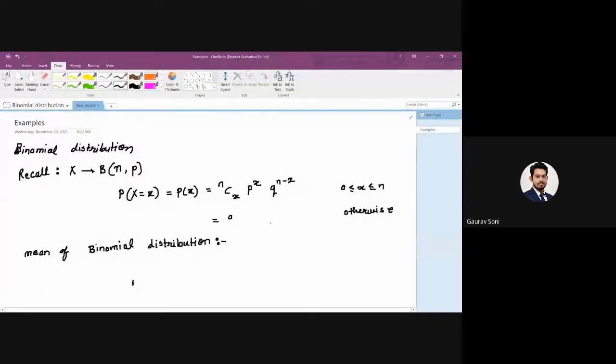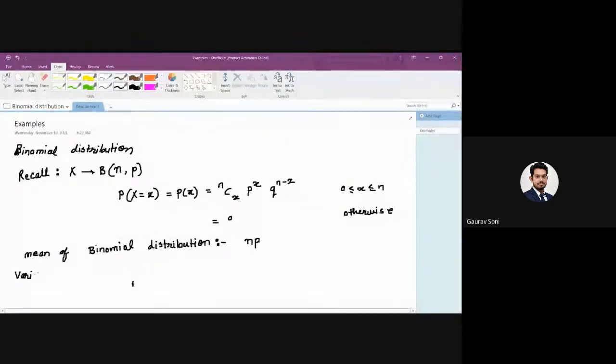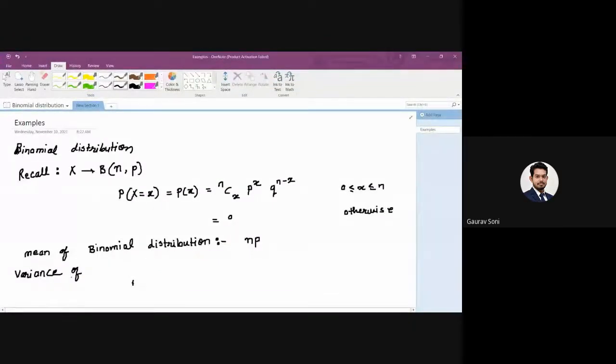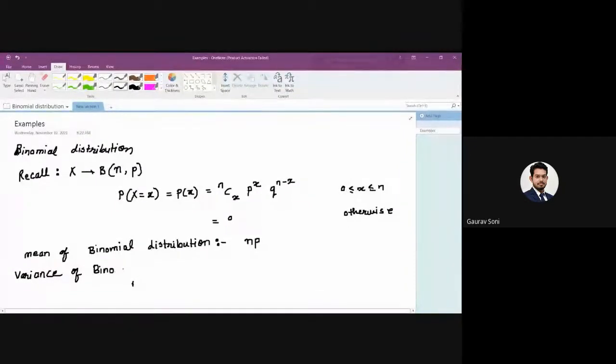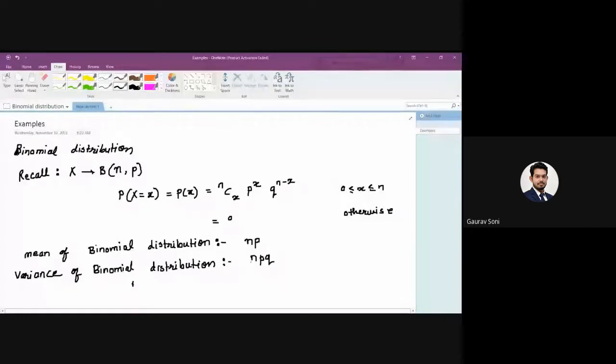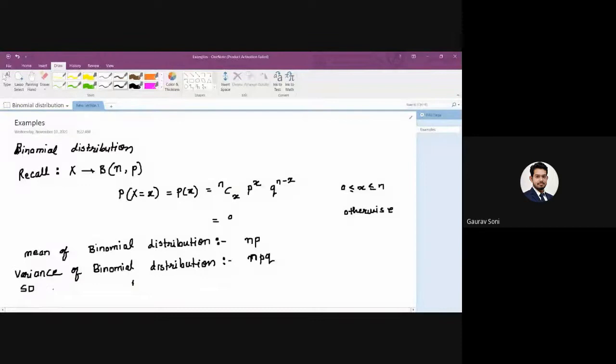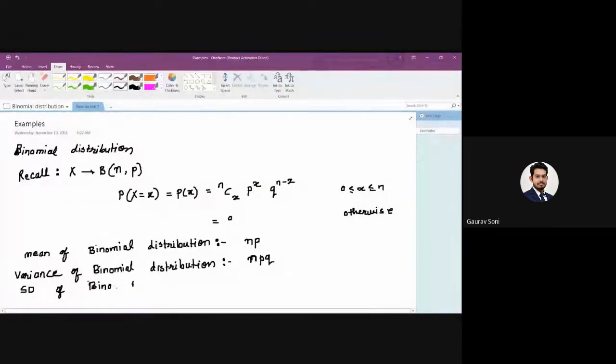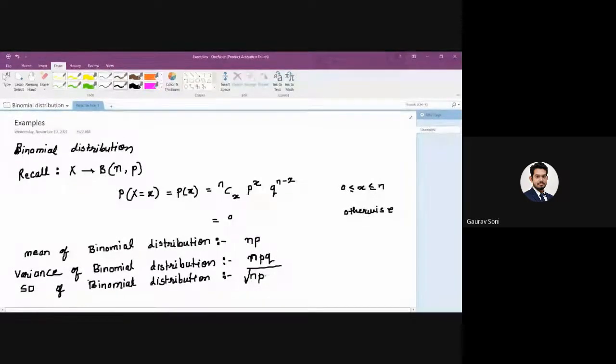So the mean is n into p, and the variance of the binomial distribution is equal to npq, and the standard deviation of the binomial distribution is the square root of npq.